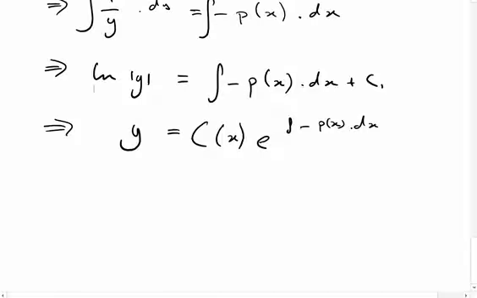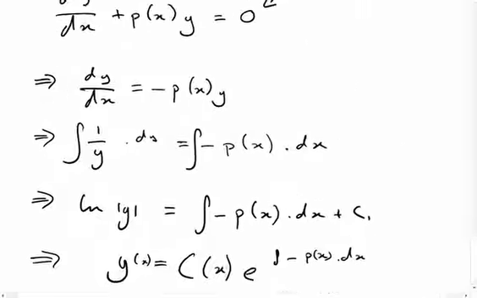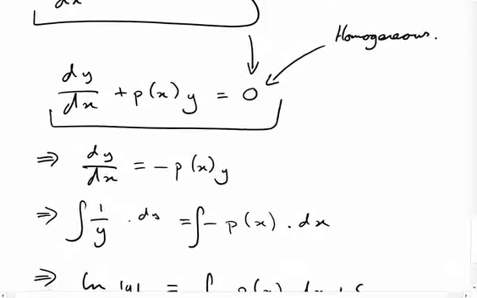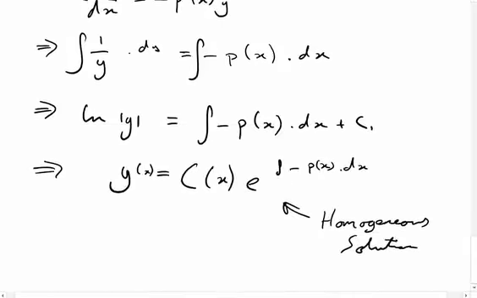So we've now got y, which of course is a function of x anyway. y is equal to C of x times e to the integral of minus the coefficient in front of the y dx, and that is the solution to the homogeneous part. Homogeneous solution. So in other words, what we've got is a solution to this thing here, effectively in general terms.